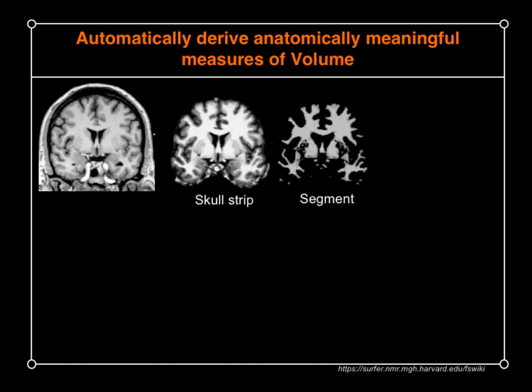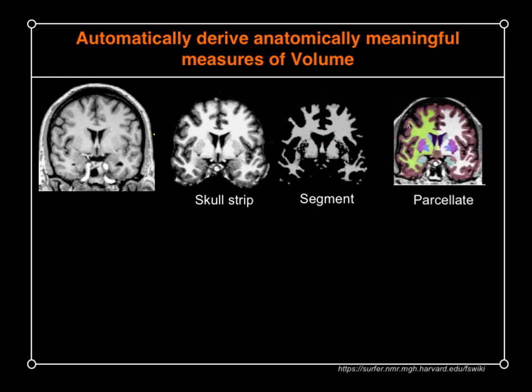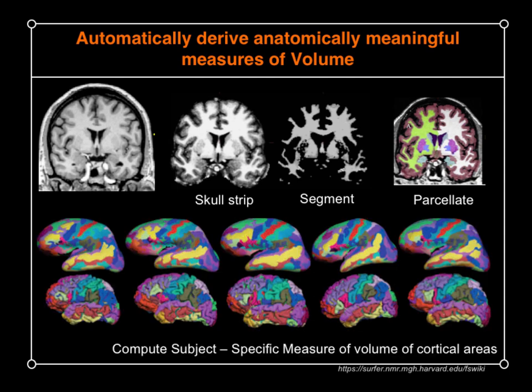From a standard T1 weighted image, you can strip the skull, segment it into different tissue classes, parcellate it, and then get volume measures of different cortical and subcortical structures. You can overlay it on a surface and then compute subject-specific measures of the volume of various cortical areas.